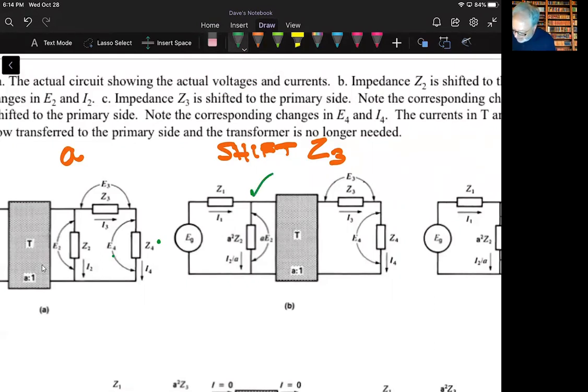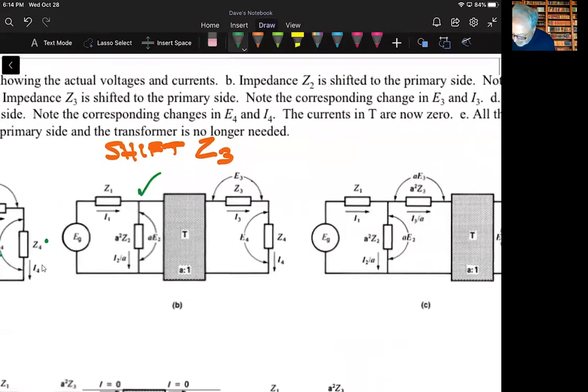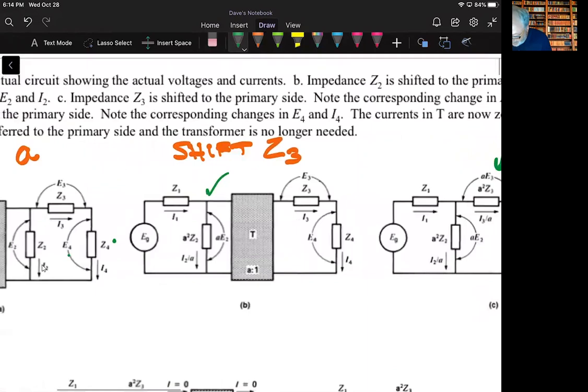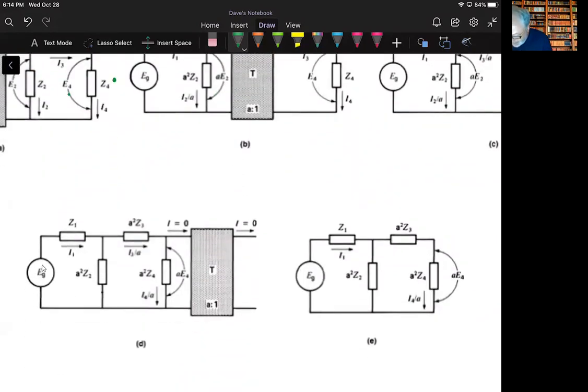Then the next thing I'm going to do is move Z3 over. Again, I move it over and rename it as a squared Z3. Okay, and then I've got one more. I've got Z4 out here, and I'm going to move it over to here and rename it as a squared Z4. Again, because we're thinking about this in terms of what the voltage source sees. Well, think about this for a second.